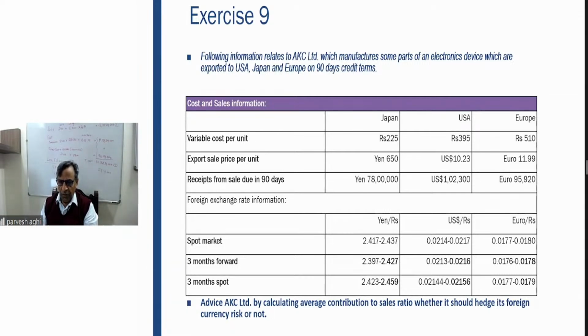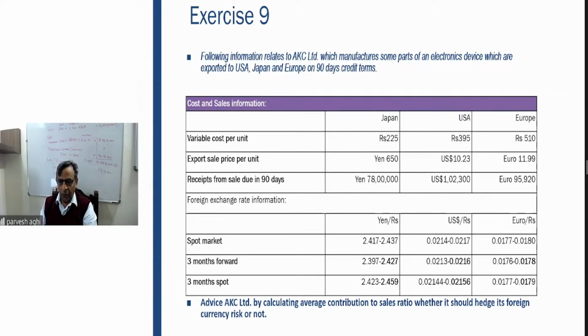The information given is that the variable cost per unit is 225 rupees for the goods which are manufactured and sold to Japan, for USA it is 395, and for Europe it is 510. Export sales price per unit: the selling price is 650 yen, for USA it is $10.23, and for Europe it is 11.99 euro. So this is his selling price in terms of foreign currency.